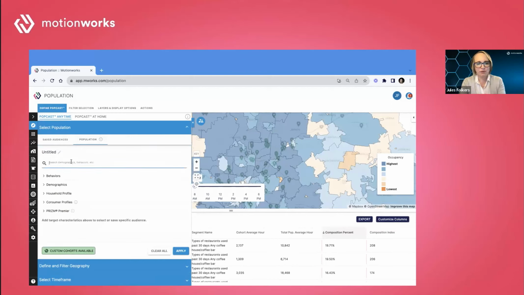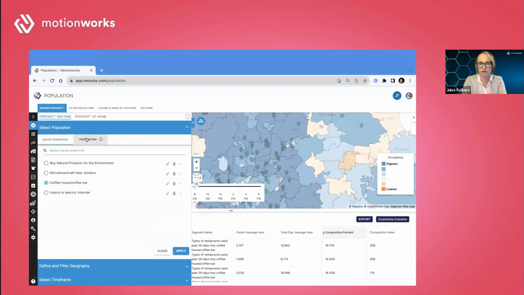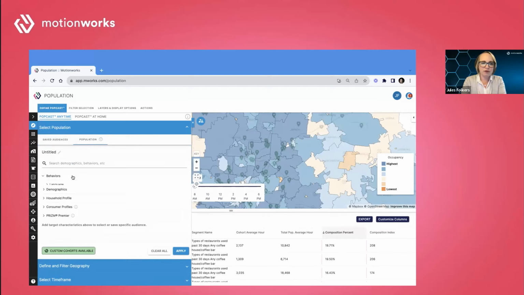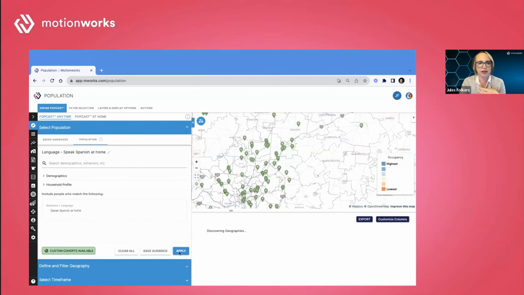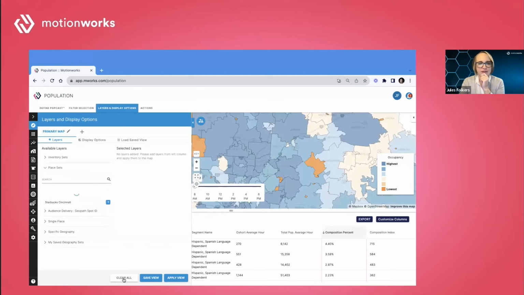So if I continue through, let me just show a classic. I had used most of our consumer profile examples over here. But if I wanted to get more into, let's say, speak Spanish at home, a lot of times that's a trigger for how advertisers want to make sure that they're leveraging the right creative in a market. So I'm going to apply that. I am going to clear the layers and displays. I no longer want to look at Starbucks.